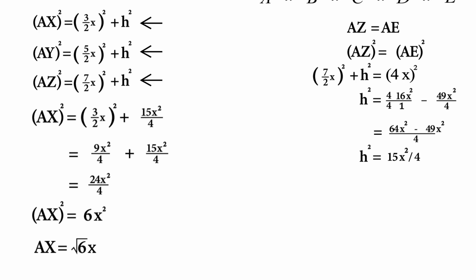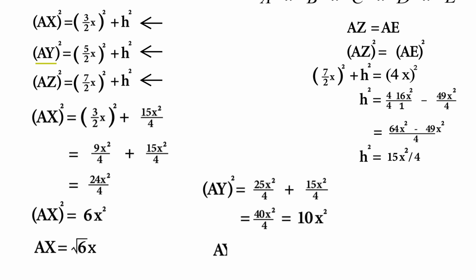Correct? All right, let's do the same thing for AY this time. AY all squared is 5 over 2x all squared, so that's 25x squared over 4, plus h squared, which is 15x squared over 4. This looks like 25 plus 15 is 40, so 40x squared over 4, and that is 10x squared. And therefore AY, we have to take the square root, don't forget that, root 10x.